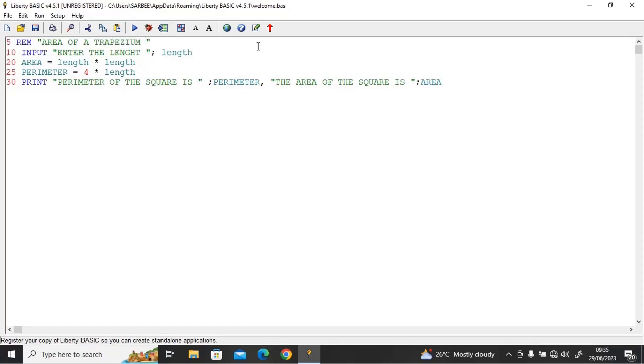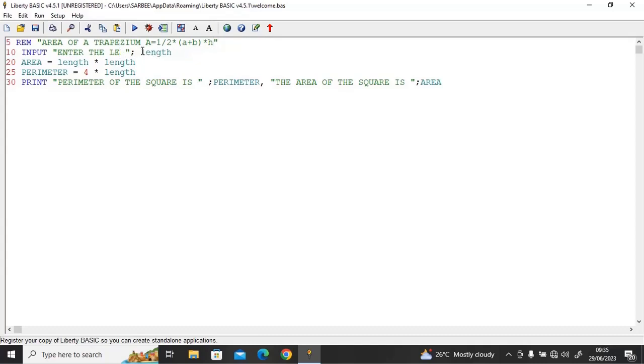So the area of a trapezium, A equals 1/2 times, you open a bracket, A plus B, then times what? Times height. So A plus B are the parallel sides, the upper one, and the height is H. Now I'm going to need three variables here: A, B, and H, which is the height.